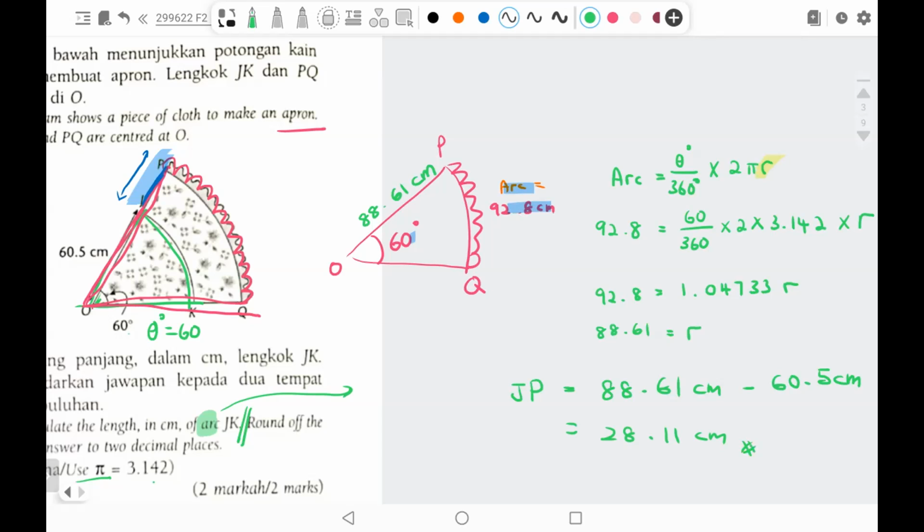Okay, so this is one of the examples that might come out in the PT3 exam, or in the Form 2 year-end exam also.